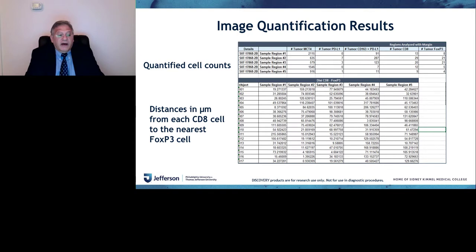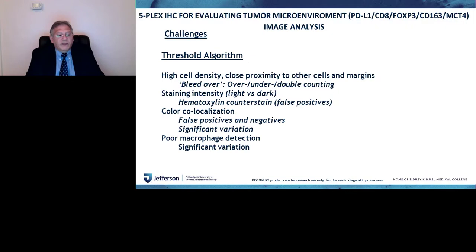After the app or the algorithm is run, the computer is going to tell you concentrations of cells in specific areas of the tumor, and it's also going to tell you the distances between specific tumor types depending on your question. In this example, it was CD8 for FOXP3, and we have the different concentrations of the different types of cells in the different regions. It looks a little bit easy, but in reality, we have a lot of challenges.